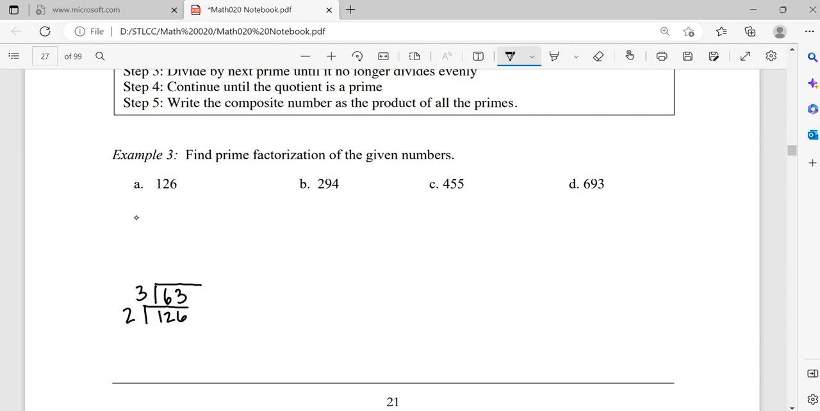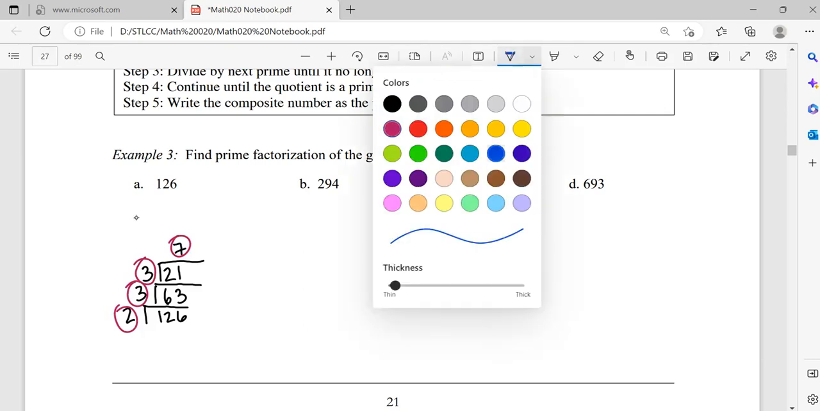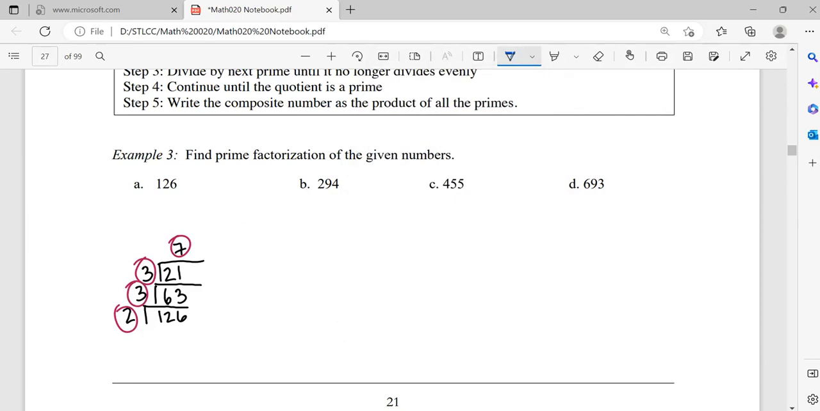63 is divisible by 3, right? So that is going to give me 21. That becomes my next step in the ladder. 21 is divisible again by 3 and gives me the 7, and the 7 is the prime number. So those are my factors, 2, 3, 3, 7, and I just need to rewrite the answer as the product of all the factors. So the prime factorization of 126 is 2 times 3 times 3 times 7.